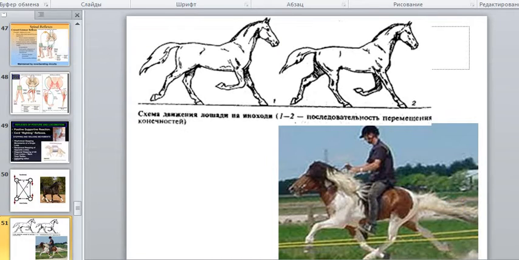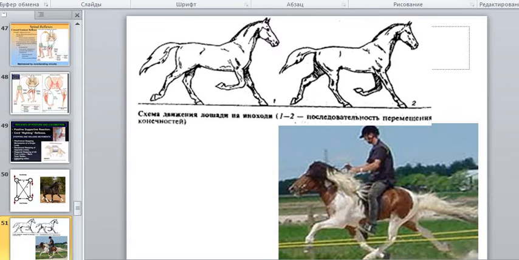In general, in the two-beat lateral gait, the fore and hind limbs of each side move synchronously: left hind and left fore, right hind and right fore. In most breeds of horses, this pace is considered just a fault, just a mistake.